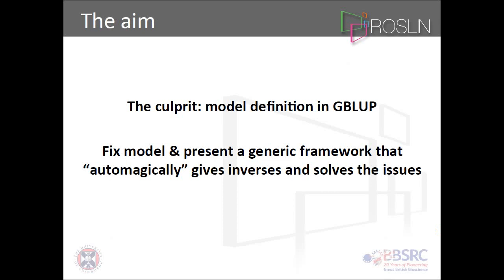And in this presentation, I would like to convince you that the culprit of most of these issues is the way the breeding value model is defined within GBLUP. I'll propose a solution. This solution will give us a proper statistical model, which we can cast in a rather generic framework that most of us are quite familiar with, and this will automatically give us the inverses and solve quite a lot of these issues.